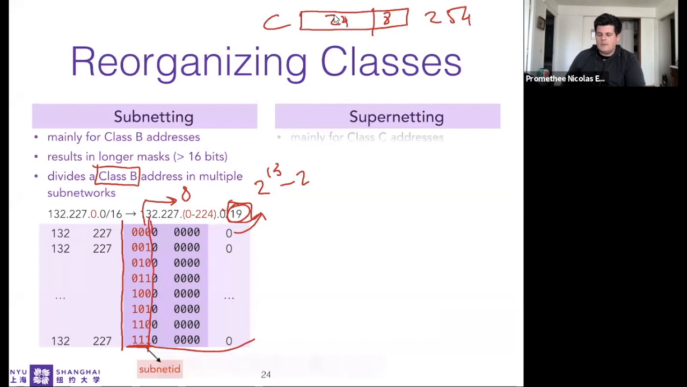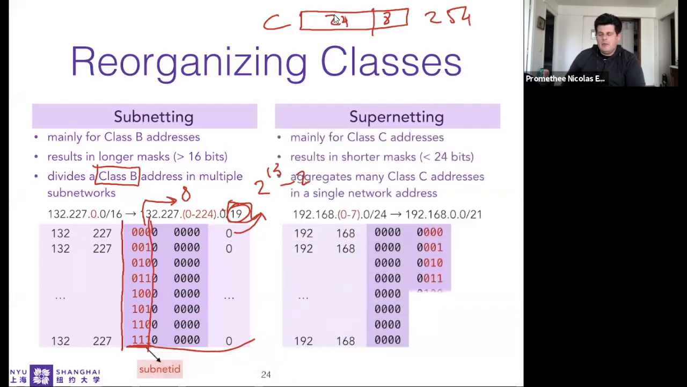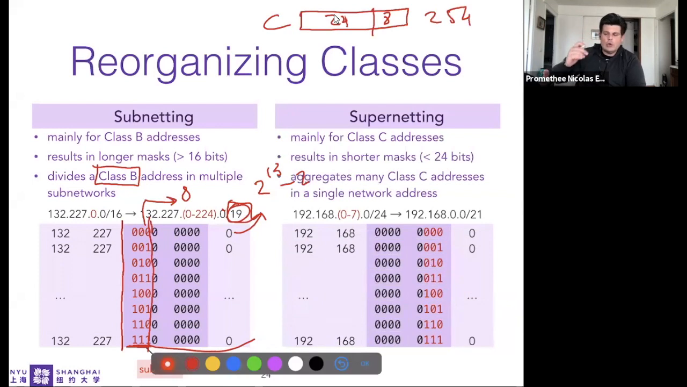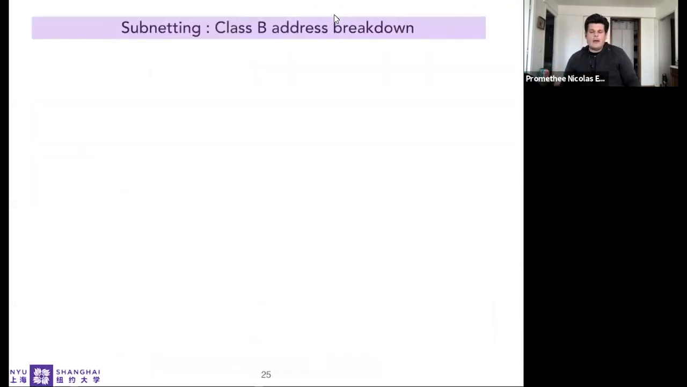Well, what you can do is be allocated multiple class Cs. And if the classes are contiguous, you see that each of them follows the next one, I can aggregate all of them and have a prefix which is shorter than 24. So if you aggregate two, you have one aggregation. If you aggregate four, you have one. If you aggregate five, you see? So by aggregating multiple classes, you can end up having multiples of 254. You understand?